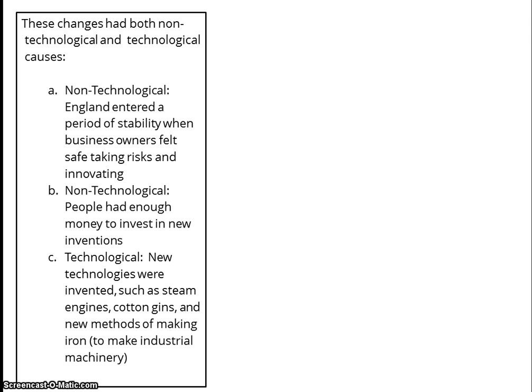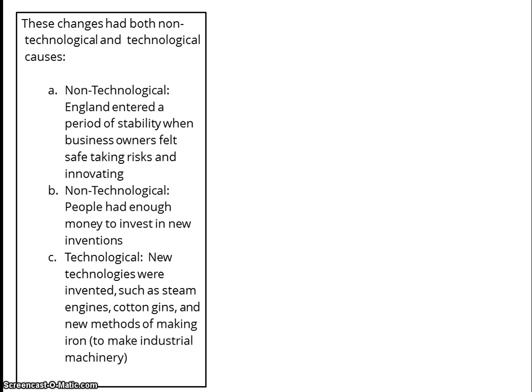Next up, there was a lot of extra money floating around. Folks had enough money to invest in these new inventions, meaning they could loan the money out to some guy with an idea, and he could take that money and use it to build something with the hopes that it would make him rich. And in a lot of cases, it actually did.